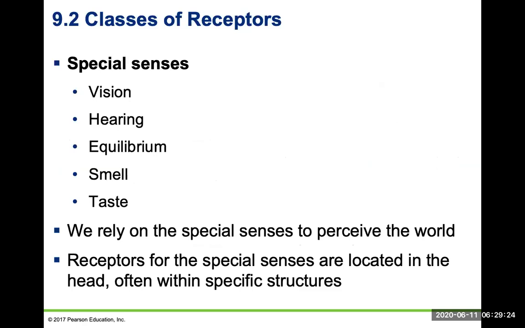The special senses then are the 5 that you probably have learned about since you were in first grade: vision, hearing, equilibrium, which is also involved with your ears, smell, and taste. And we rely on these special senses to perceive the world. Receptors for the special senses are located in the head, often within specific structures like the eyeball or the ear.